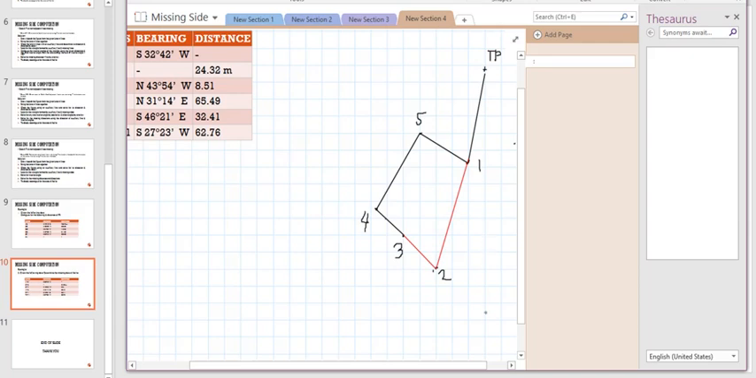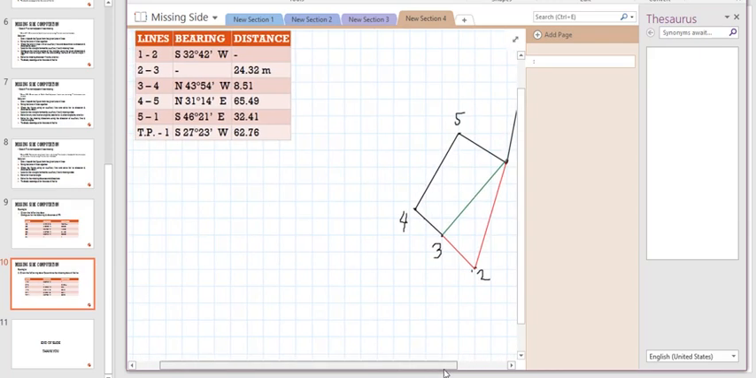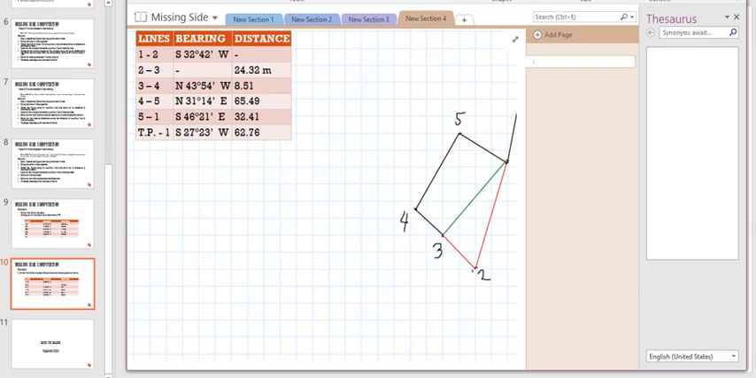Okay, then we will draw the auxiliary line. So this would be the auxiliary line. Okay. Then let's compute for the latitude and departure of the known lines.